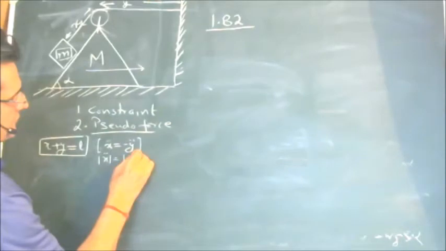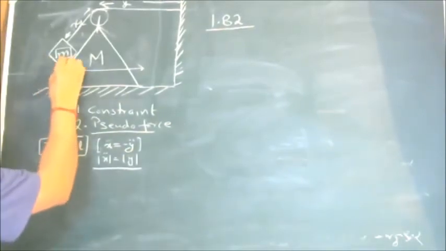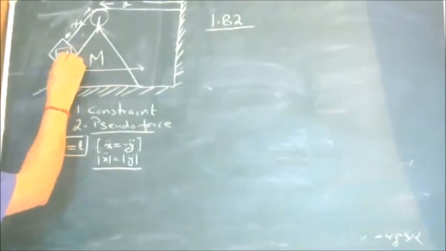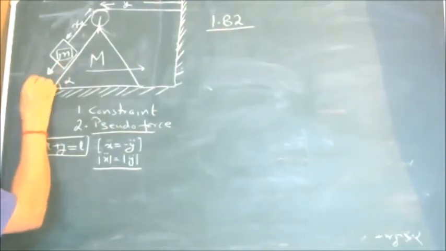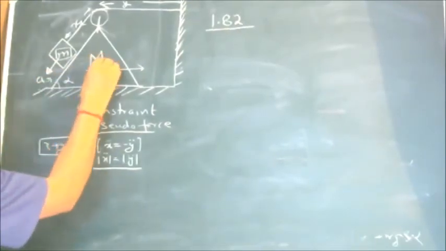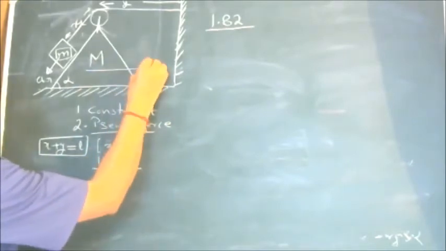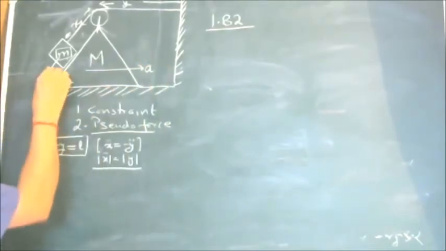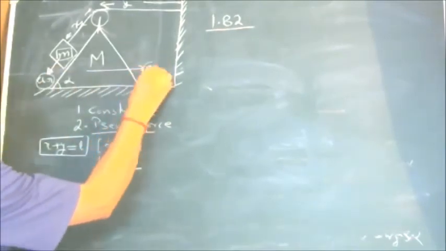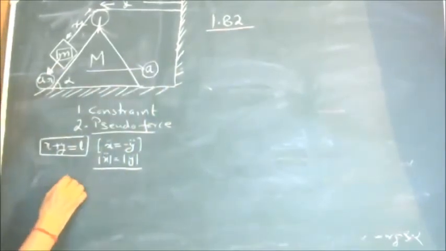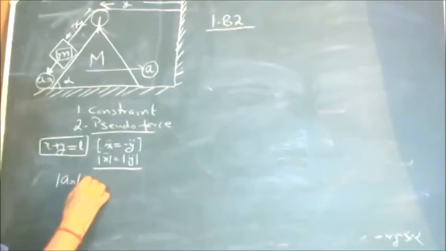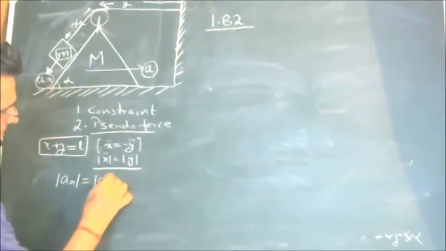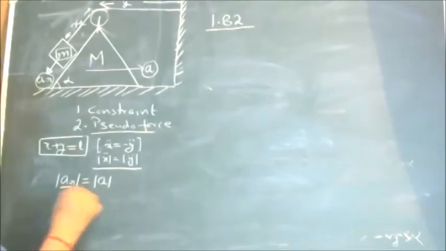What does it mean? If x double dot is the acceleration of the small mass m with respect to the wedge, let it be AR, and the acceleration of the bigger mass is A, the magnitudes of AR and A are equal. So we have one aspect of the problem: the magnitude of AR is equal to A. Wherever we use AR, we can use A in place of AR.